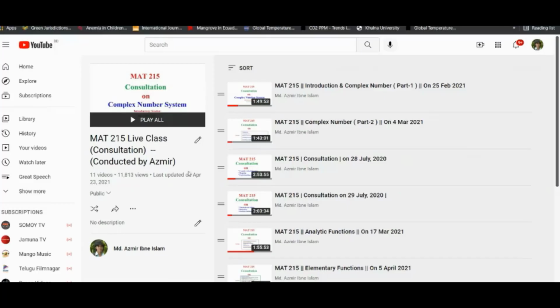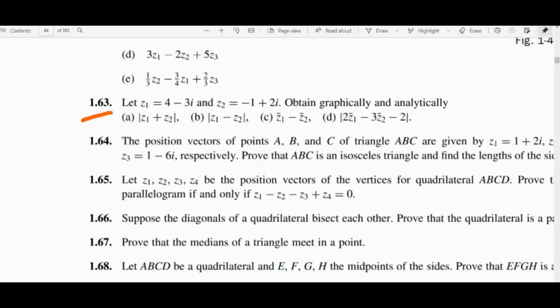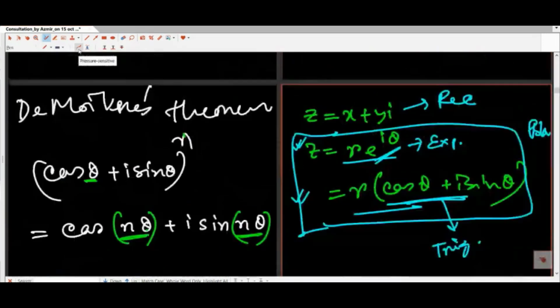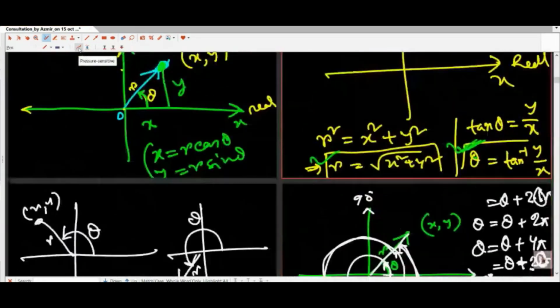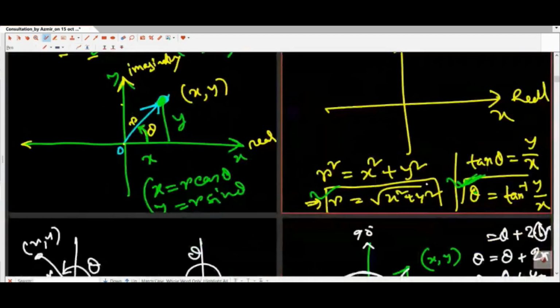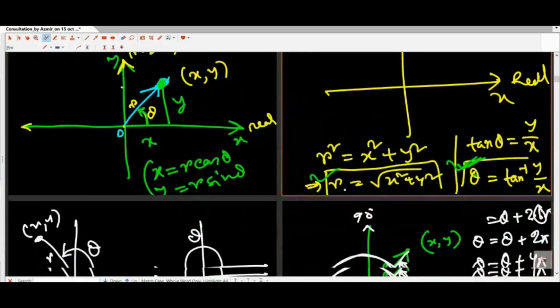I have already mentioned that the details can be found in these two lectures. Okay, so we are going to solve some problems directly from this book. So here I have mentioned that the modulus R is equal to the square root of x squared plus y squared.